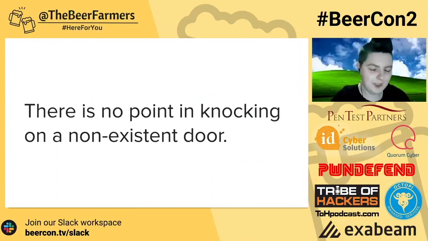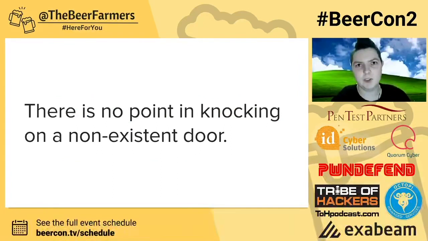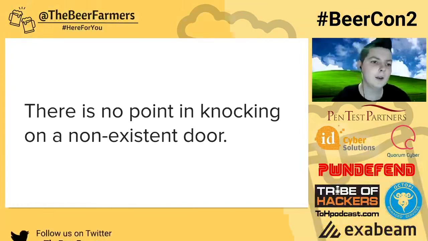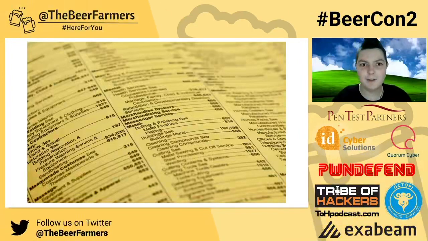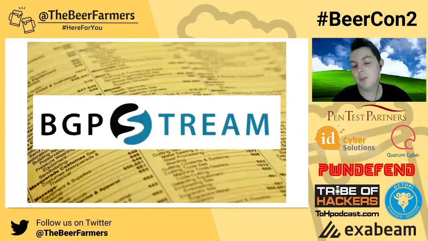There's absolutely no point in knocking on a non-existent door. So you want to find network prefixes that actually exist, and that makes your life a whole lot easier instead of iterating through the entire IPv6 address space. So we need to find out where everyone lives, and we can do that using BGP stream.